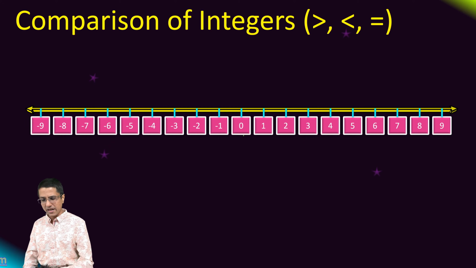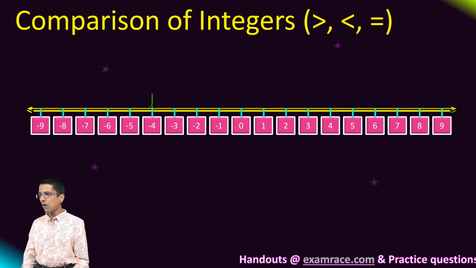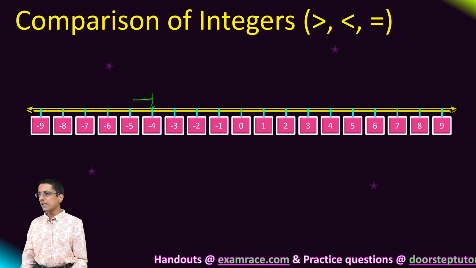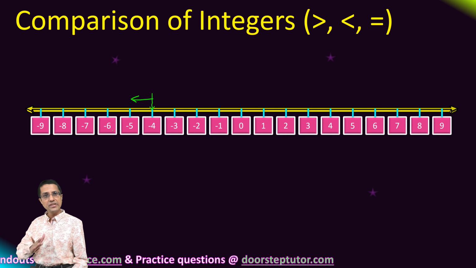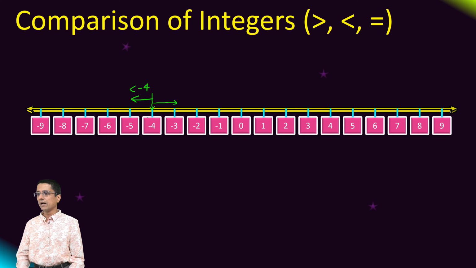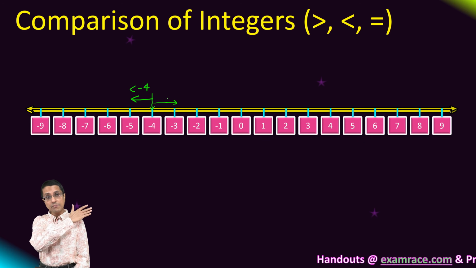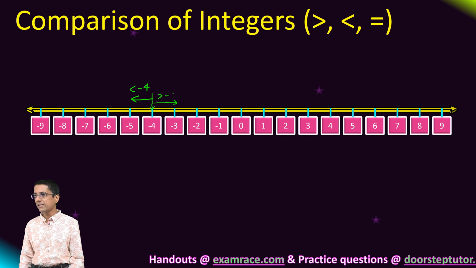Let's now take a third example and consider a negative number. Let's take -4 for example. All the numbers to the left of -4, -5, -6 until minus infinity, all these numbers are actually less than -4. All the numbers to the right of this -4, -3, -2, -1, 0, 1, 2, 3 till positive infinity, all these numbers to the right of -4 are actually greater than -4.